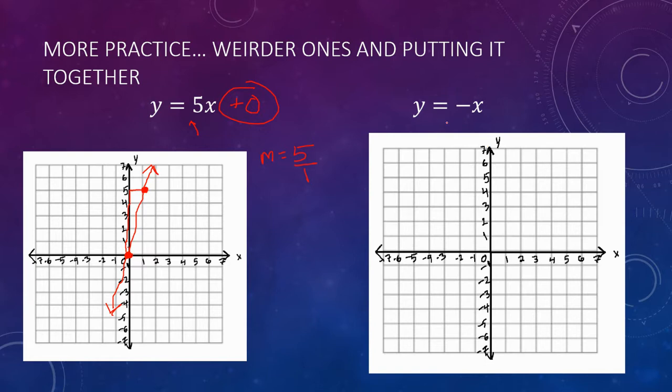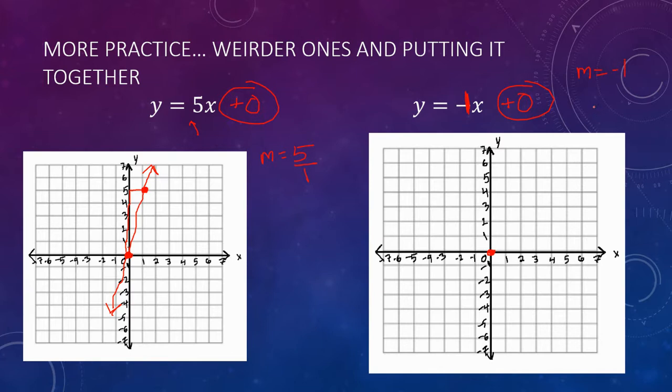Let's try our last one. First, what's our y-intercept here? Oh yeah, that's right. Anything missing is a 0, so our y-intercept is at 0. I'll graph that one for you. What's our slope of this line? Oh, that's right. We can multiply by 1. So m is -1.